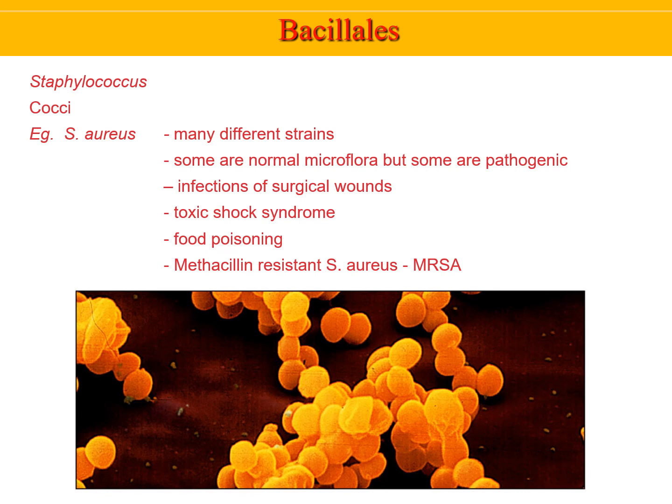Staphylococcus. We've spoken certainly about Staphylococcus aureus before. I've shown you photomicrographs and talked about it. There are many different subspecies strains. This is of course the genus right there, Staphylococcus, and aureus is the species, but there are many substrains of it. Some are normal microflora, but others are pathogenic. Everyone has this on their skin or inside them, but there are some that are pathogenic.